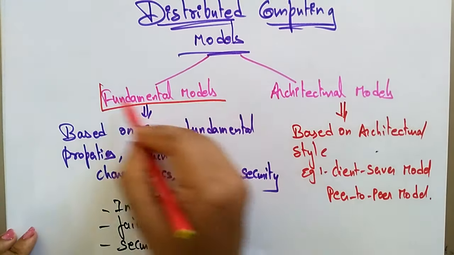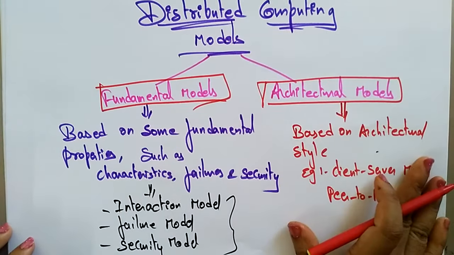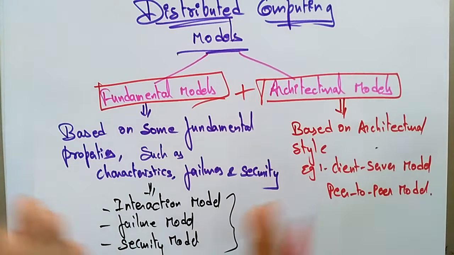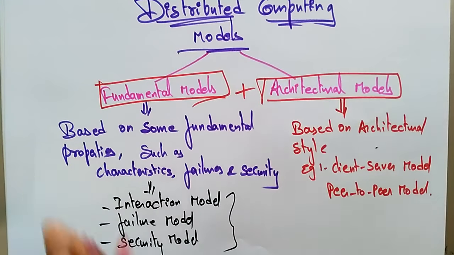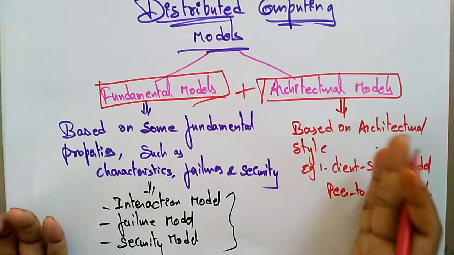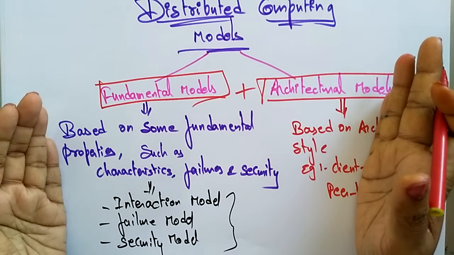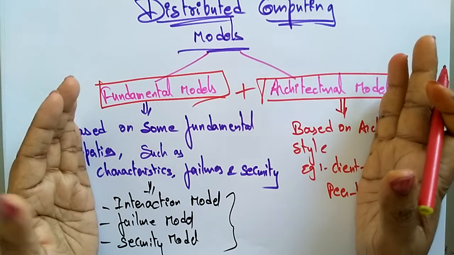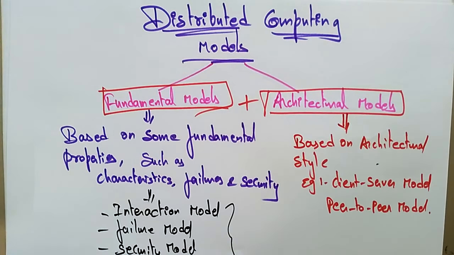Okay, so the distributed computing models are of two types. One is the fundamental models and the other is the architectural models. These two are important. The fundamental models think about the characteristics, failures, and the security. Whereas the architectural model is going to design how the system has to be established, implementing the architecture style. The architecture style as well as the interaction models, failure models, and security are also required to design a distributed computing system. A distributed computing system is based upon the fundamental models and the architectural models.